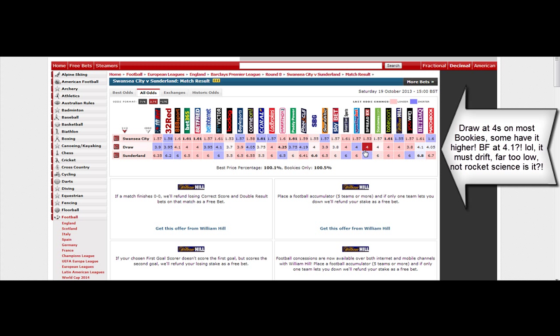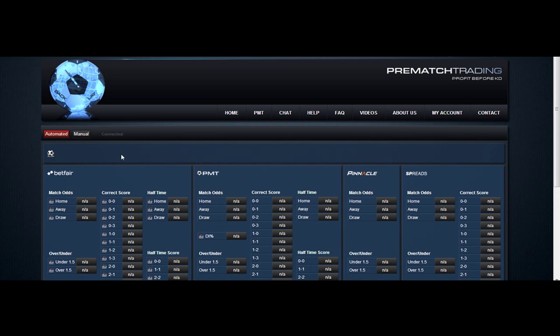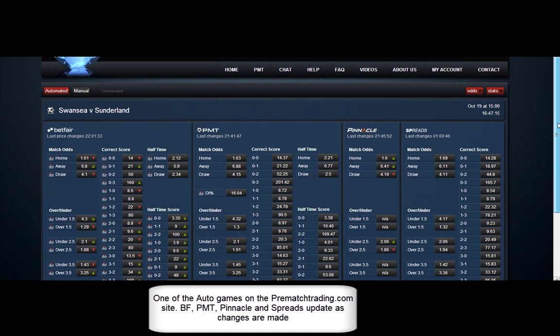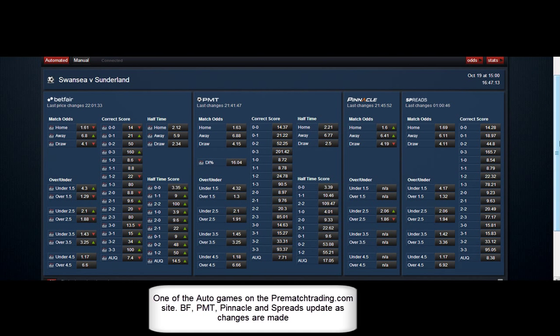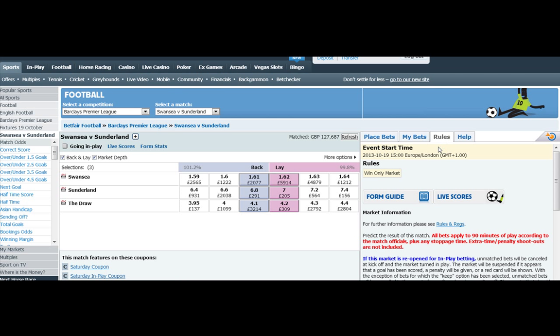Most of them have it at 4s here. Betfair have got it at 4.1. There should be more of a difference than that. That suggests to me, with the other evidence, that the price is going to drift. Just open it on the PMT page, prematchtrading.com. See here, the previous price was 4.2, so it has actually come in a tick.